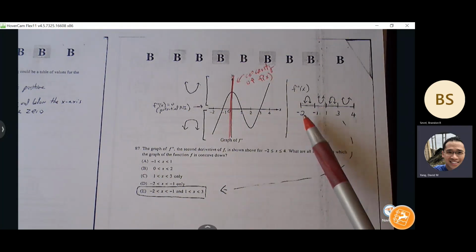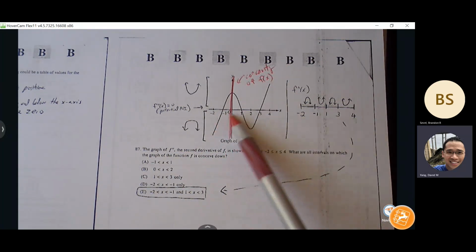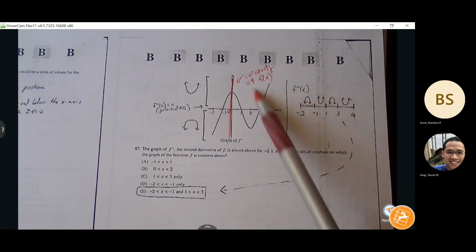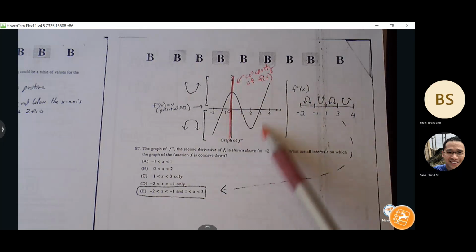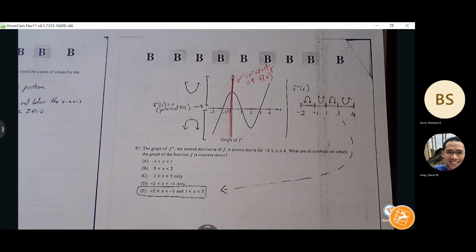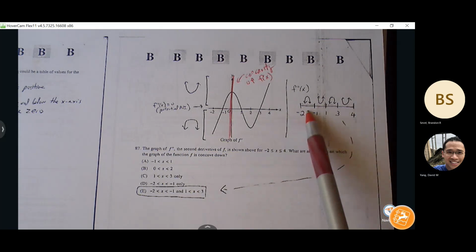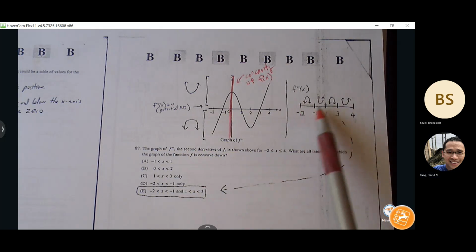So inflection, critical points at -1, 1, and 3. Below is concave down. Above is concave up. Concave down, concave up. So we're looking for intervals where the graph is concave down. So from -2 to -1, and from 1 to 3.